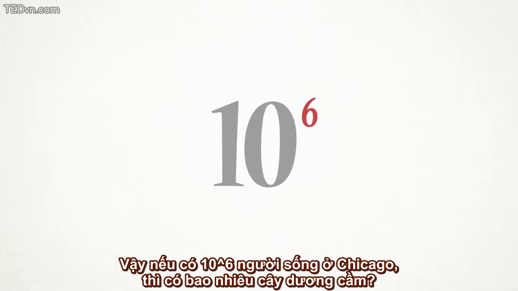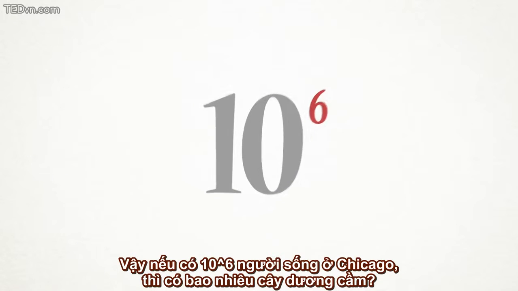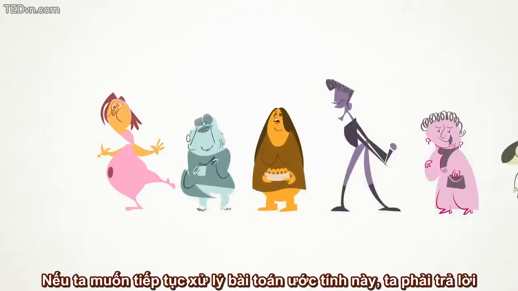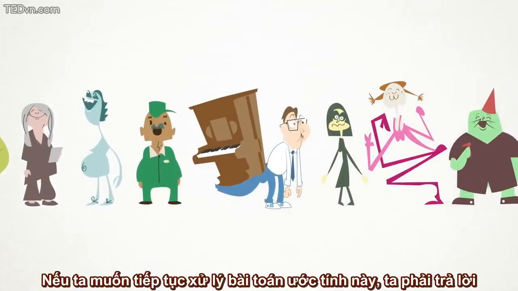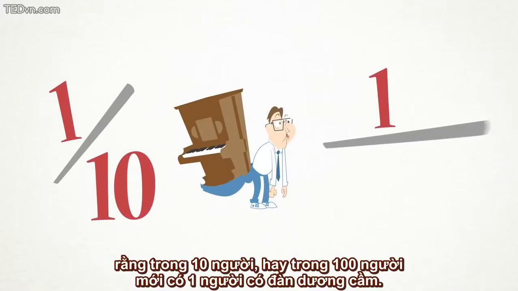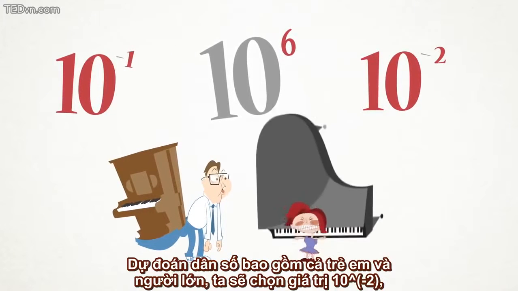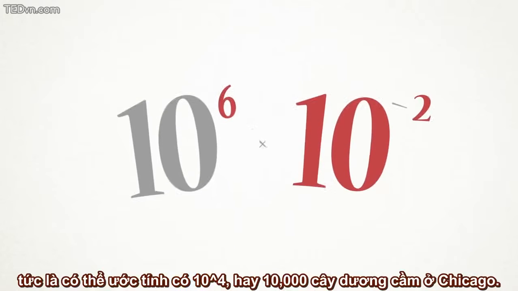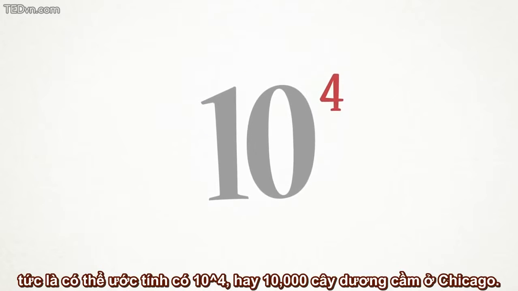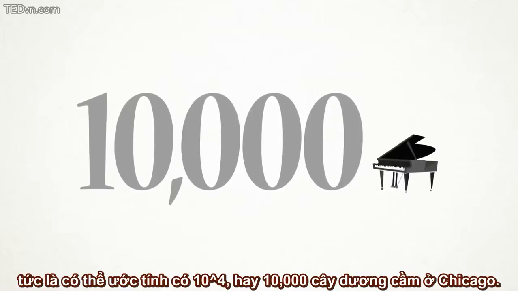So if there are approximately 10 to the 6th people in Chicago, how many pianos are there? If we want to continue dealing with orders of magnitude, we can either say that 1 out of 10 or 1 out of 100 people own a piano. Given that our estimate of the population includes children and adults, we'll go with the latter estimate, which estimates that there are approximately 10 to the 4th or 10,000 pianos in Chicago.